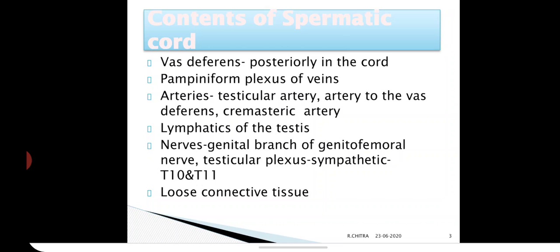Along with that, another important content is the loose connective tissue, which is continuous at the deep ring with the extraperitoneal connective tissue. Sometimes a vestige of processus vaginalis may also be present. We have learnt in the inguinal hernia class this processus vaginalis, which develops during the descent of the testis, obliterates normally. If it is patent, it causes various types of oblique inguinal hernia. So normally it obliterates and persists as a fibrous thread that will also be present. So these are the contents of the spermatic cord.